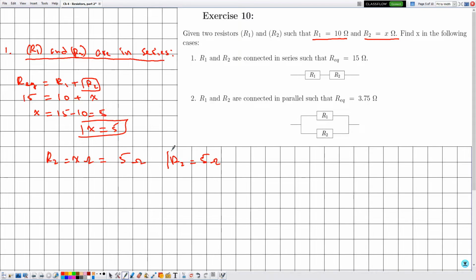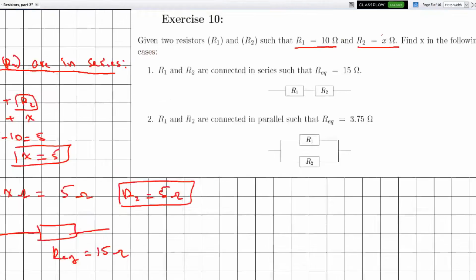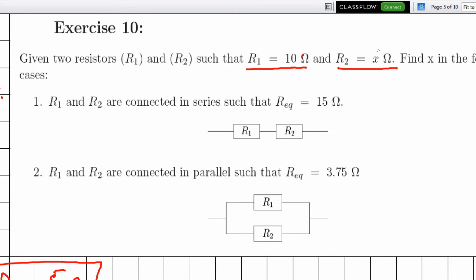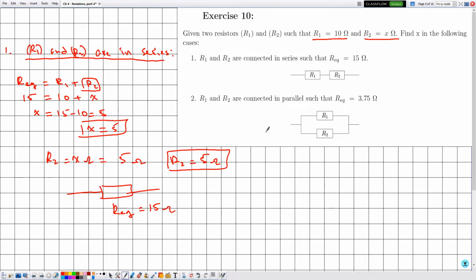And always, whenever we calculate an equivalent resistor, we need to represent this resistor. So this is R equivalent, having a value of 15 ohms, that replaces the two resistors R1 and R2, such that R1 is 10 ohms and R2 is 5 ohms. Now as for part 2, now they are in parallel.